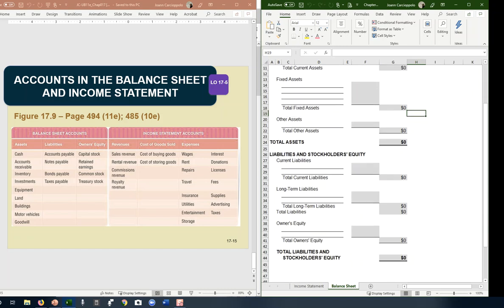Liabilities include accounts payable, notes payable, bonds payable, taxes payable. Are you seeing a same word there at the end? Does that help you understand why it's going under liabilities? It's what we pay out. And then the owner's equity.